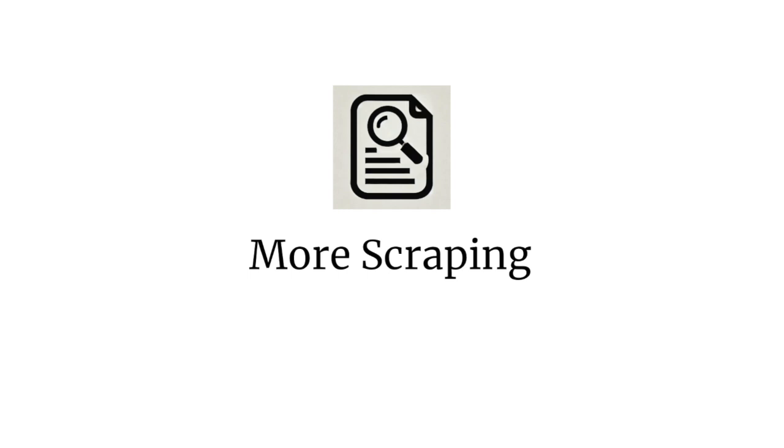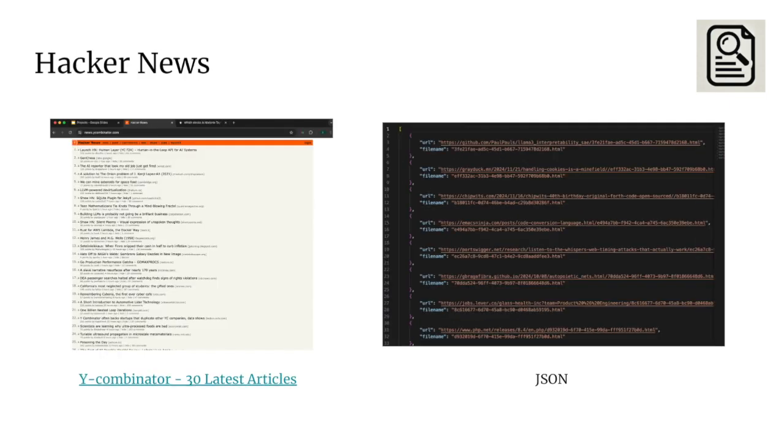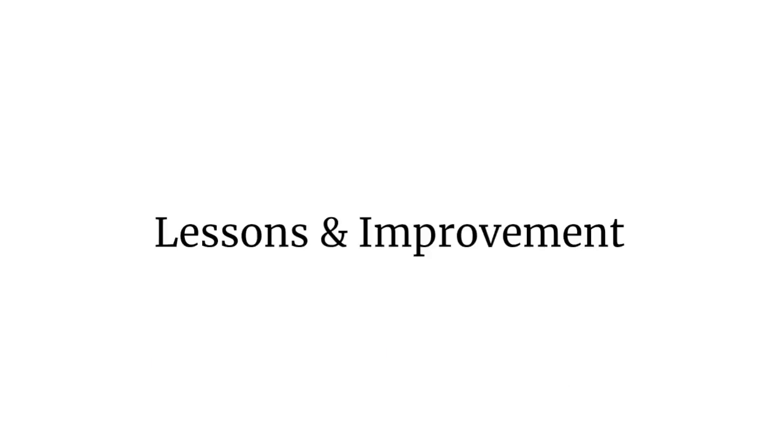Now for some honorable scraping project mentions. Runner-up number 1, a scraper which collects information from capitaltrades.com, a website tracking politicians' stock market trades. Our scraper saves information regarding the stock, politician, action, price, reporting, and trade dates. I also built a scraper which paginates the most recent articles posted on Y Combinator, saving their HTML information to a JSON file. So what did I learn?